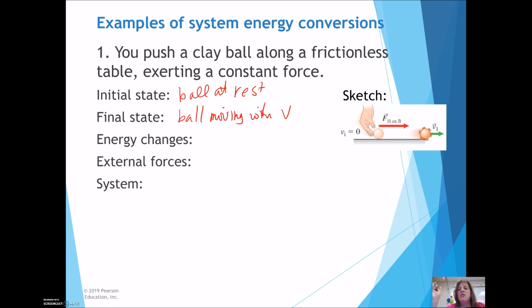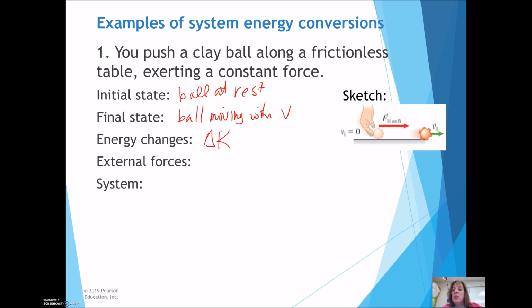Next, what are the energy changes? Well, clearly I have an energy change of kinetic energy, right? It starts at rest, so it has initial velocity of 0, and it has some speed at the end. So I'm having a change in kinetic energy. Do I have height? No, I don't have height, so there's no change in gravitational potential energy. Do I have a spring? No, I don't have a spring, so there's no spring force or elastic potential energy.